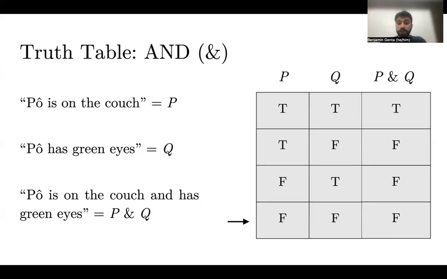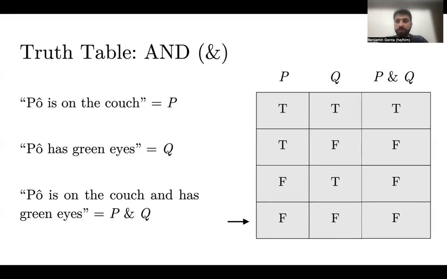And the last possibility is if both parts or both conjuncts are false. If Bo has blue eyes and Bo is on the ground, then P and Q are false. And if I say Bo is on the couch and Bo has green eyes, it's false and false makes a false. This might sometimes not be super intuitive, but it's just something you have to learn. And it's kind of how we define truth values in a way.